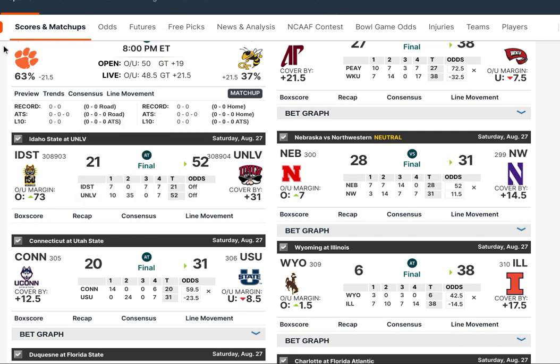So just to quickly review here, line movement, it is an essential part of handicapping. It's not the only thing that I'll look at, but it's very important and can make you money and also save you money in college football.